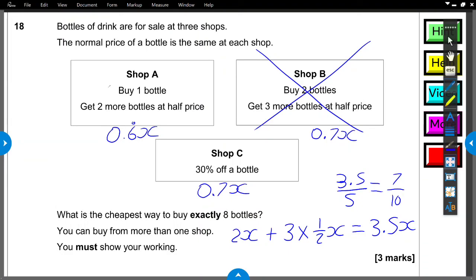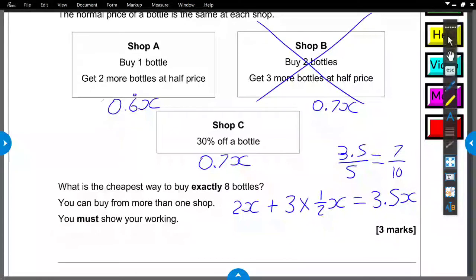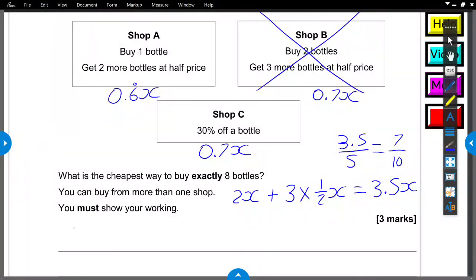And we want to buy as many as possible from shop A. But we can only buy them in lots of 3, because you buy 1 bottle, you get 2 free. That deal basically means you can only buy 3. So we can buy 3, buy another 3, you get 6, buy another 3, we get 9. But we want exactly 8 bottles, so we can't have that many. So we have to stop at 6. So we're going to get 6 from A.